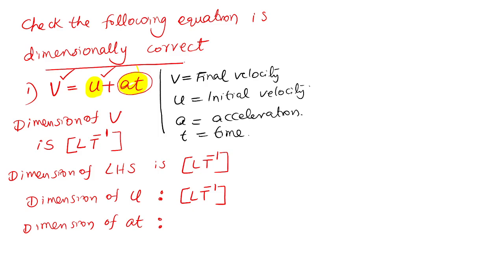Acceleration has the dimension L t raised to minus 2. If you don't understand, you can ask me, I will explain. T stands for time. Time has the dimension t or t raised to 1. So L into t raised to minus 2 into t raised to 1.